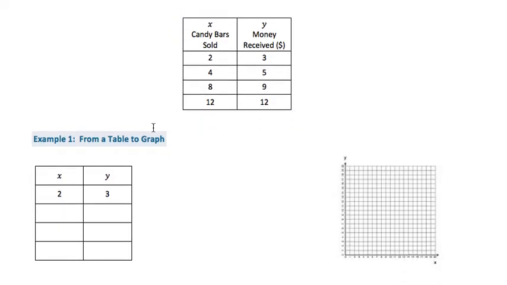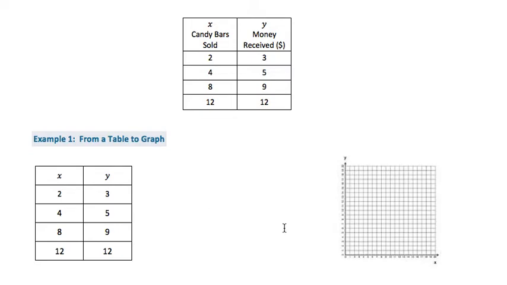To take this table and put it on the graph, we would be graphing those same values, 2 and 3, 4 and 5, 8 and 9, and 12 and 12. Our x values, remember, go across and our y values go up. So for the first entry, we would go across 2 and up 3. And you'll put a point on the graph right there.